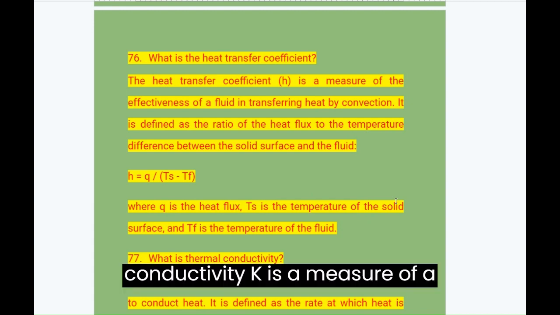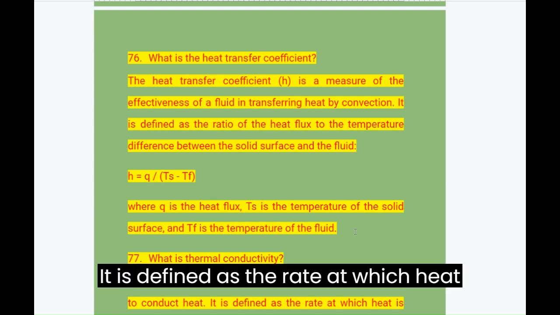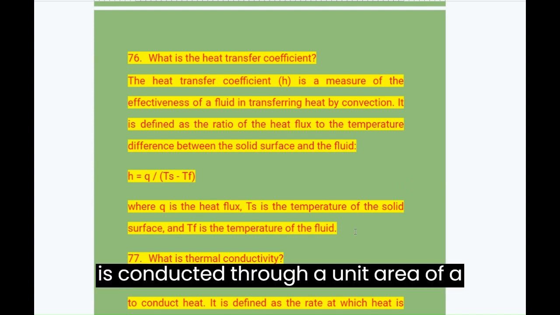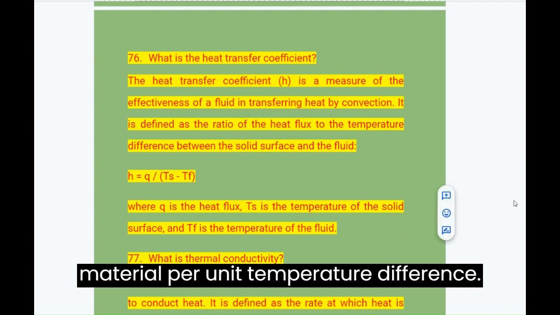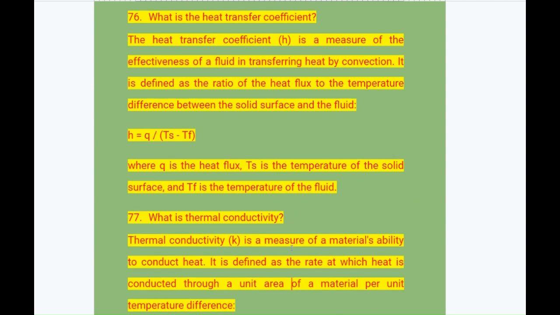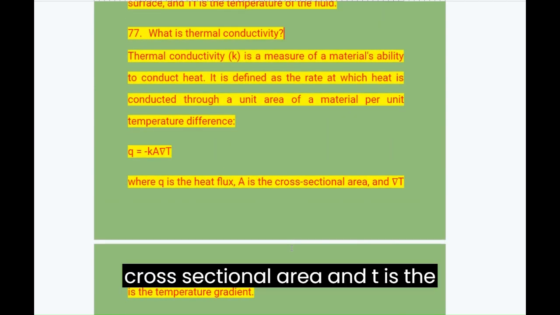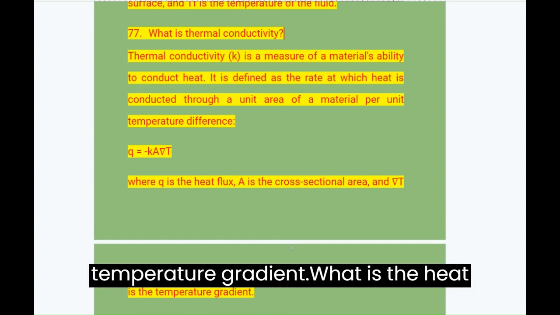What is thermal conductivity? Thermal conductivity, k, is a measure of a material's ability to conduct heat. It is defined as the rate at which heat is conducted through a unit area of a material per unit temperature difference. q is equal to k times the temperature gradient, where q is the heat flux, A is the cross-sectional area, and the gradient is the temperature gradient.